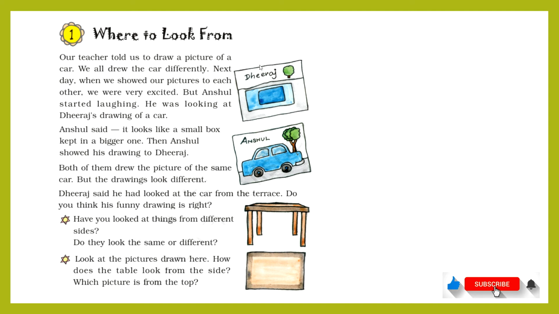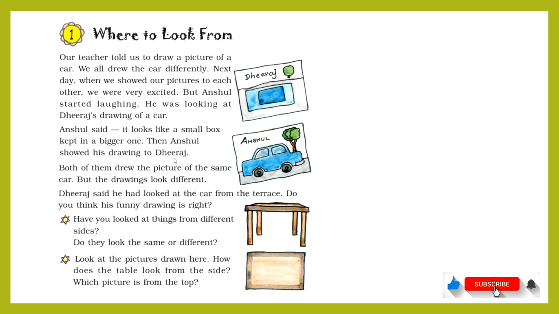In a class, the teacher gave a small activity to their students to draw a picture of a car, and everyone was very excited because they wanted to see each other's pictures and they wanted to show their pictures as well. So there is a boy Anshul who was looking at Dheeraj's picture and he started laughing. Why? Anshul said, "It looks like a small box kept in a bigger one." He said, "Looking at this picture, it looks like a small box is kept in the bigger box."